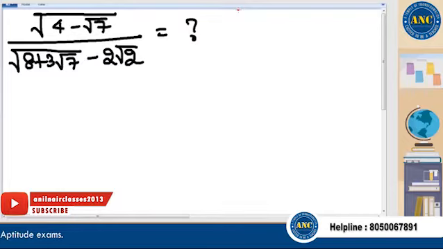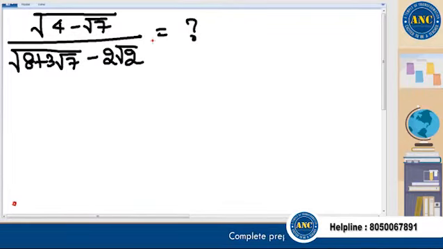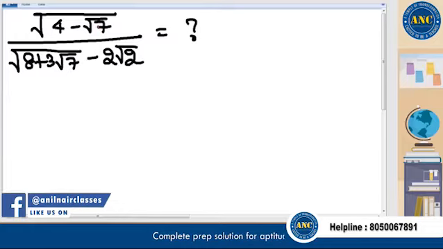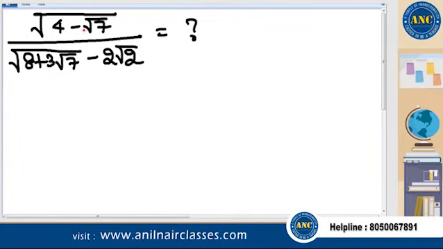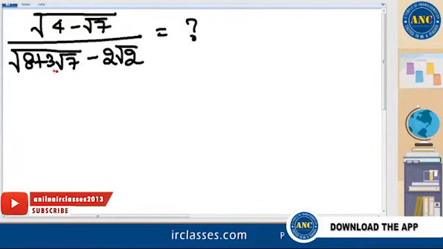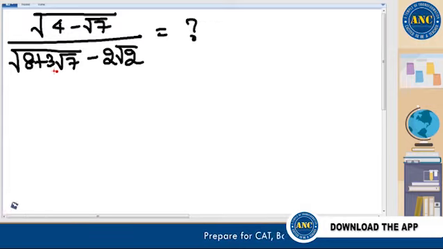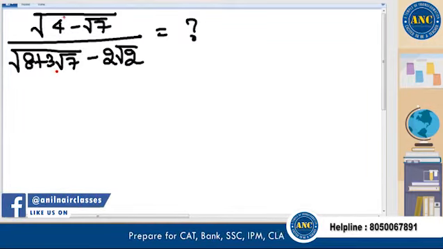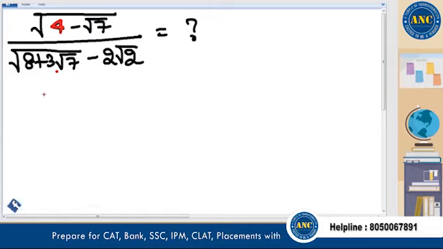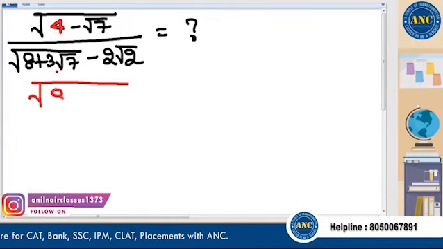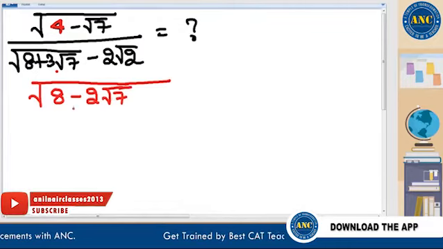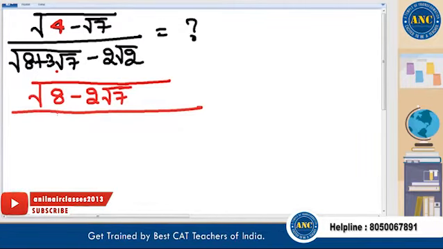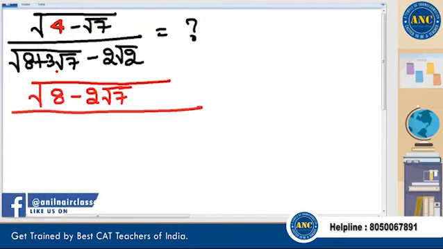Now listen carefully, sir. Can I say that I need the 2ab term, but here 2 is not there. So what I will do is, I will multiply with the 2 in the numerator and divide by the 2 in the denominator. That means, if I multiply 2 here, it becomes square root of 4 into 2, 8, minus 2 root 7, right? Minus 2 root 7.